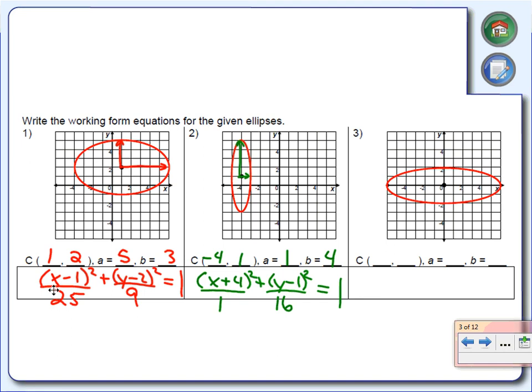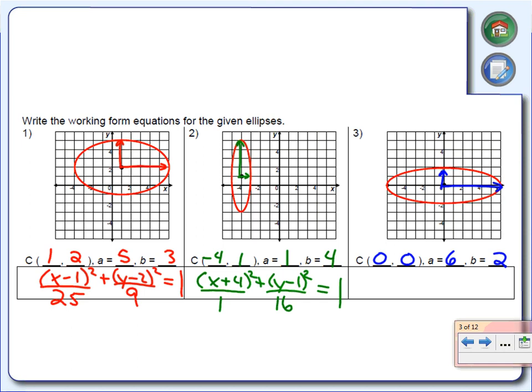All right, let's do one more here, number 3. Let's start by finding the center. The center this time is 0, 0. Our horizontal distance, the distance from the center to either the right or the left of the ellipse, would be 6. Then we're looking at the vertical distance. That's the distance from the center to either the top or bottom, and this is 2.